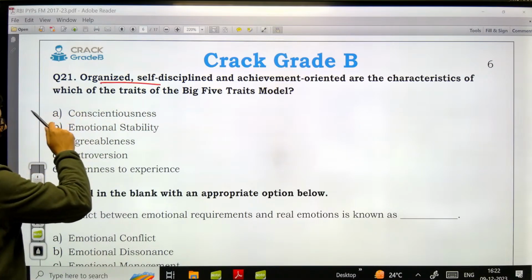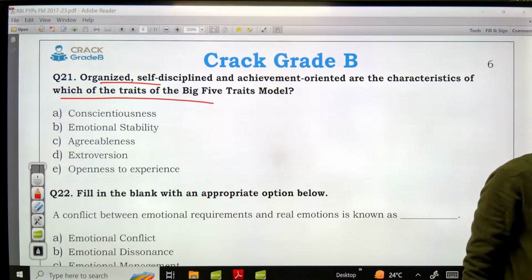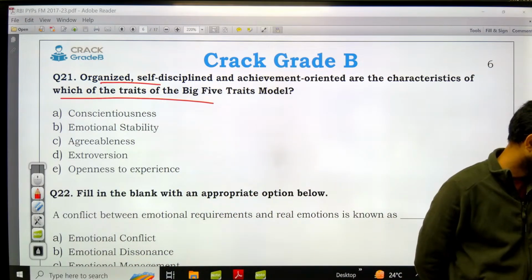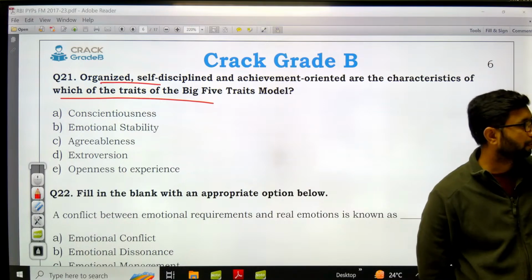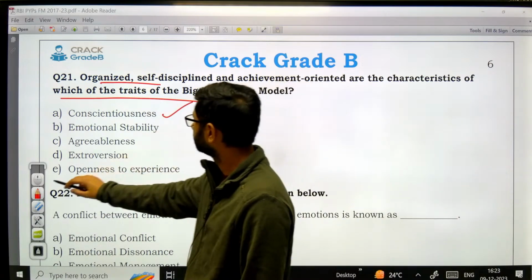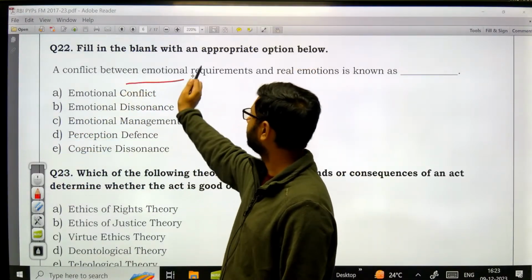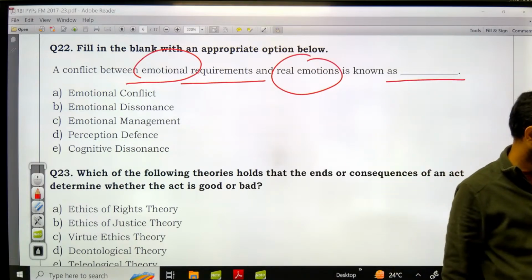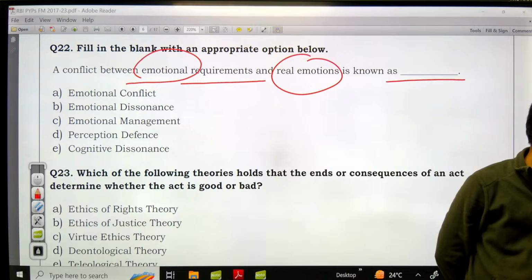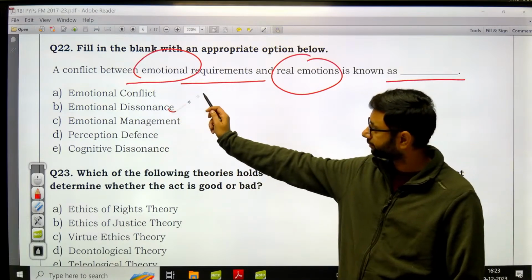Organized, self-disciplined, achievement-oriented are the characteristics of which of the traits of the big 5 traits model? Yes, consciousness is the correct answer. Next, fill in the blank with an appropriate option below. A conflict between emotional requirements and real emotions is known as? Sujoy says emotional dissonance, and Sujoy is correct.